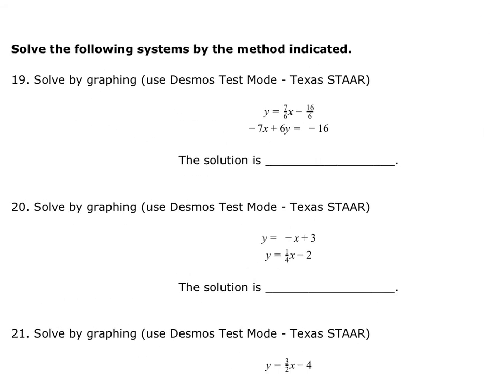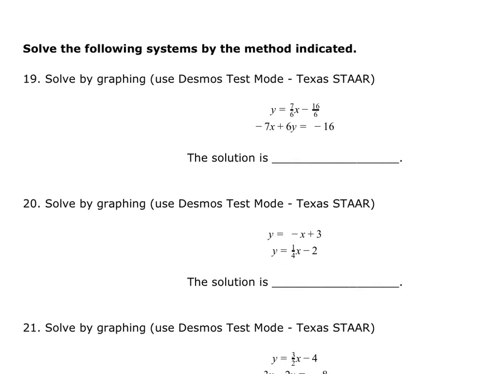Number 19 says to solve by graphing, and make sure that you are using the Texas Star version of Desmos test mode on this, because if you use another version, you're going to be confused. This equation will not graph unless you've solved it for y. So let's go ahead and solve that for y together.